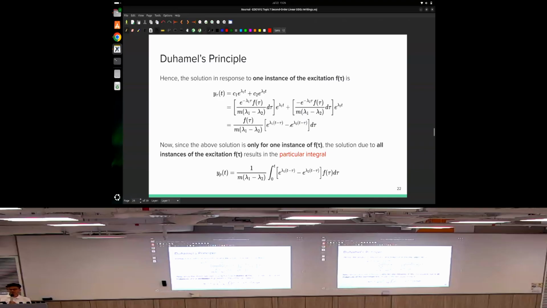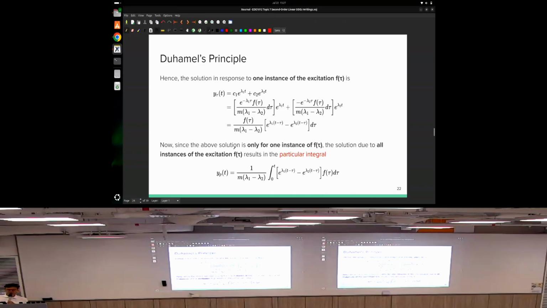Okay, but this is what? This is just for one instance of the excitation. Correct or not? One instance. But you have many instances of your excitation. So therefore, you need to integrate. Integrate with respect to what? Of course, with respect to tau, which is what we have been doing all this while.